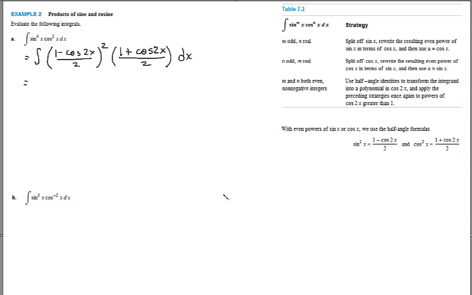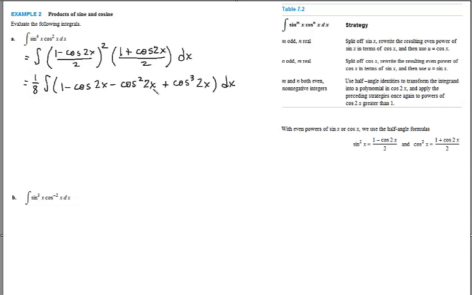What I'm going to do is, this will be a 4 down here and this will be a 2. I'm going to throw that out to the front, and then I'm just going to expand all of this. I'm going to multiply it out. Okay, I've done that. Still a little messy. I'm going to keep going.